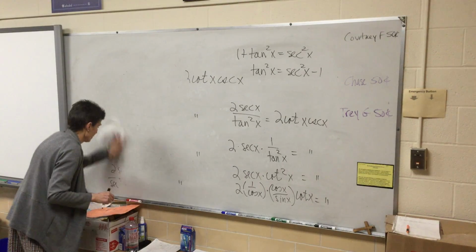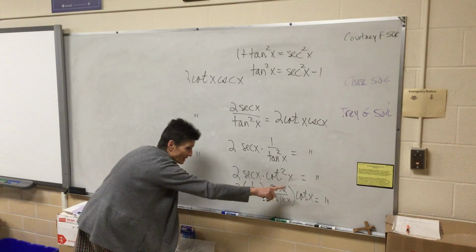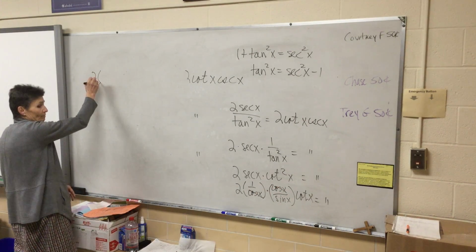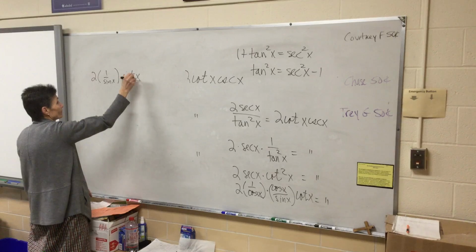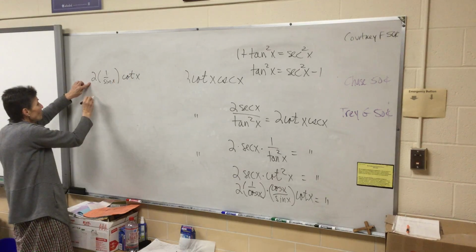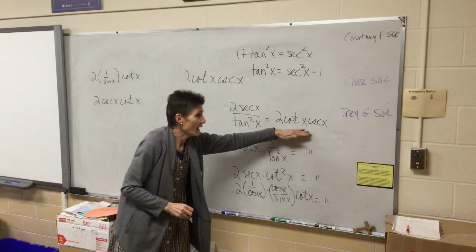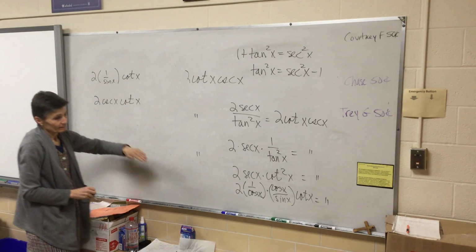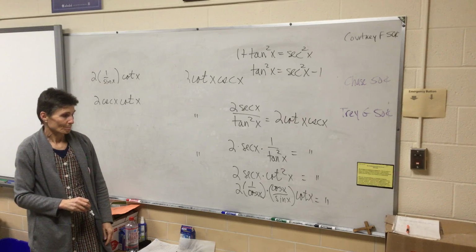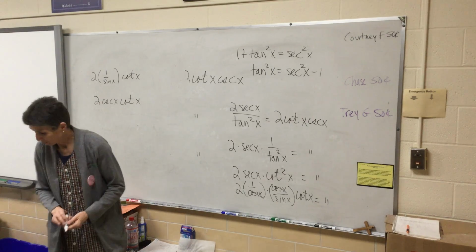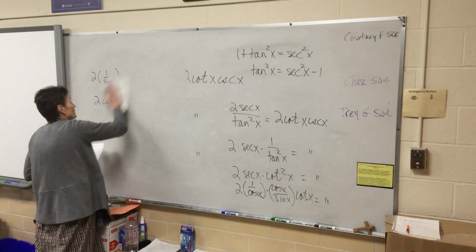Well, what's going to happen is these cosines are going to cancel. That's all multiplication, kids. So I have 2 times 1 over sine times cotangent. That's what I have left. 1 over sine is cosecant. So lo and behold, I ended up with exactly what I wanted. Wow, pretty cool. Let's do one more.